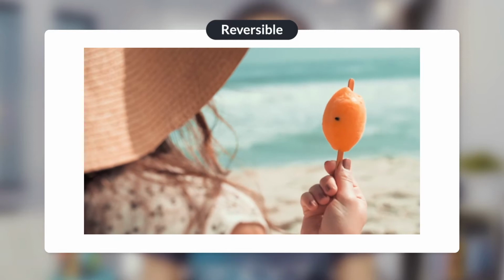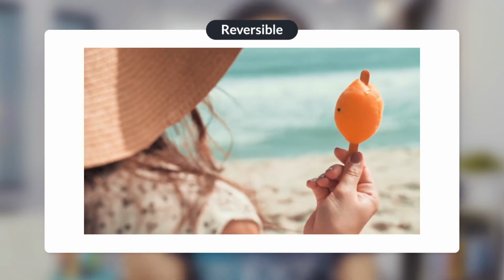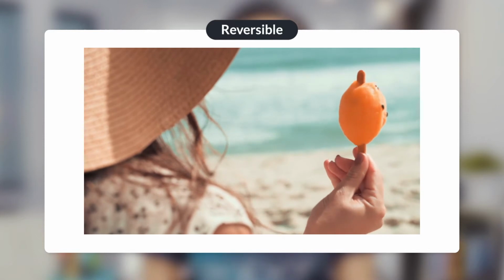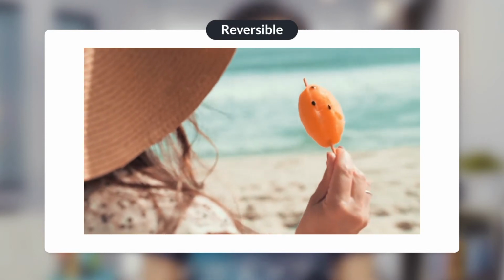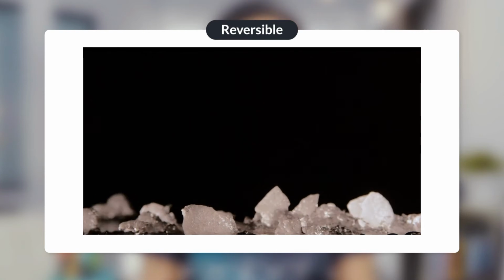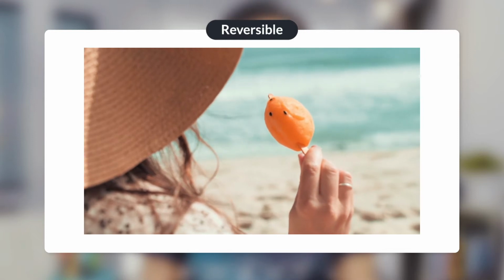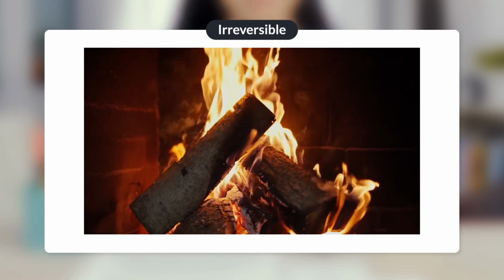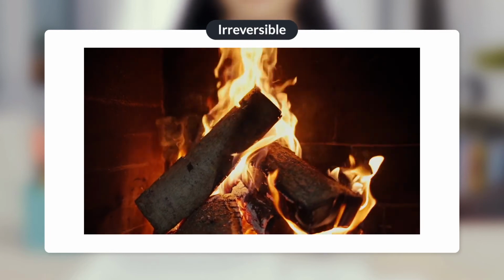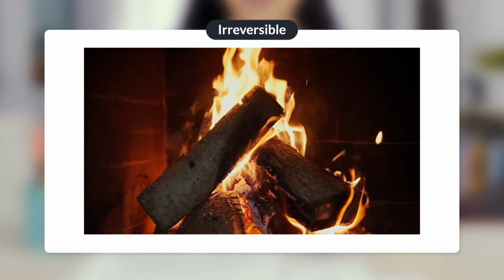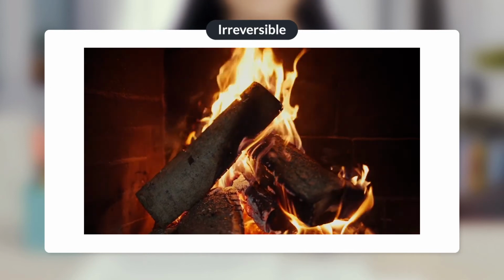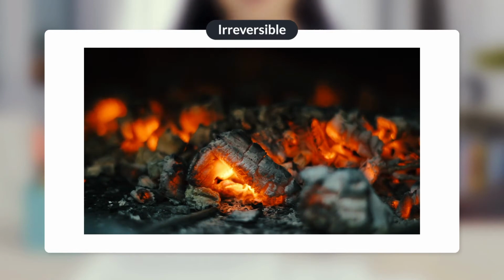Check out this example of matter that can be reversed or undone with heating or cooling. Here is a popsicle. Since the popsicle is cold, it is frozen solid. When the popsicle is heated or made warmer, it melts into liquid. The liquid can be cooled to refreeze again into a popsicle. Now check out this example of matter that cannot be reversed or undone with heating or cooling. Here is a log or a piece of wood. When the log or piece of wood is heated, it turns to ash or smoke. The ash and smoke cannot be turned back into wood.